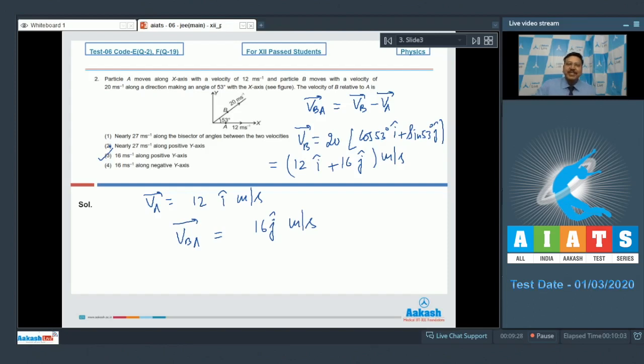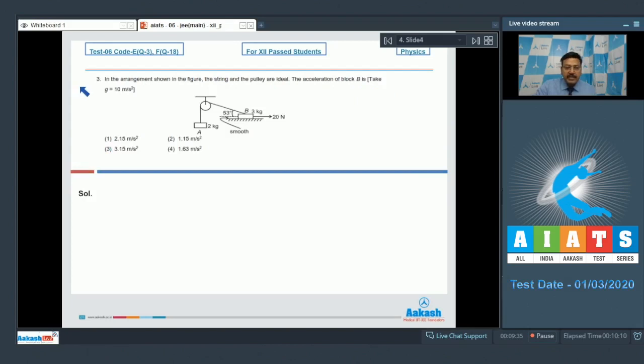Let's go to the next question now. Question 3 says, in the arrangement shown in the figure, the string and the pulley are ideal. The acceleration of block B is, take g as 10 meter per second square. The surface has been shown as smooth, and there's a force of 20 Newton being applied here. So at this point we have to find the acceleration of block B.